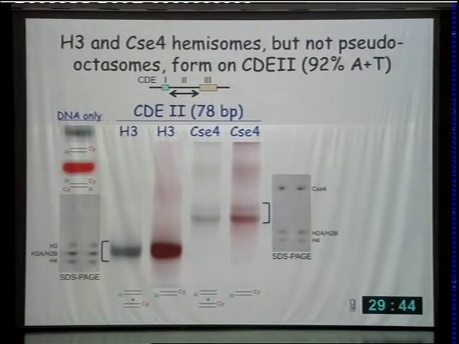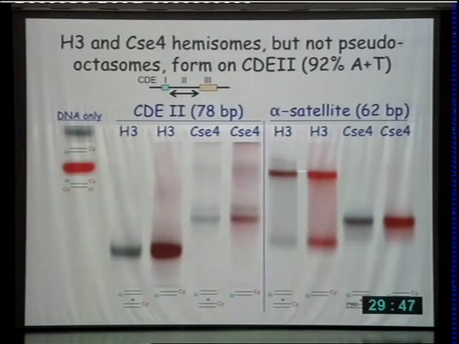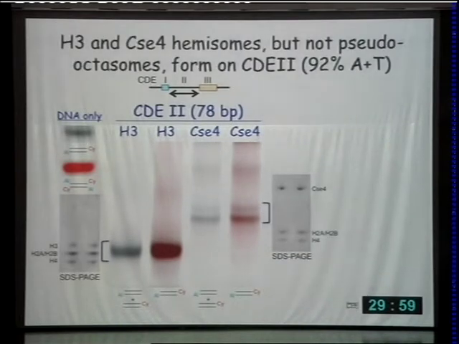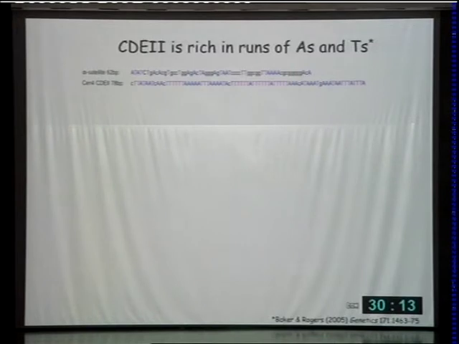So it works both for H3 and CSE4. Let me just back off. We're not getting octamers; we're only getting hemisomes here. We were getting octamers with the artificial sequence, but the real sequence only likes hemisomes. I think that's indicating that it's not whether it's H3 or CSE4 that's important; it's that it's got to be a hemisome. So this implies that the CDE2 region has evolved to basically exclude octamers and allow hemisomes to form.